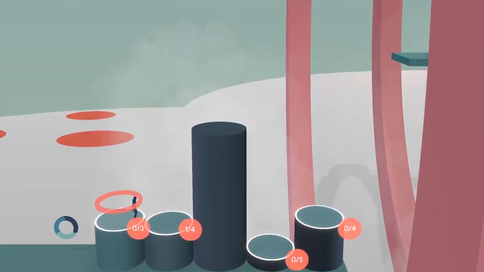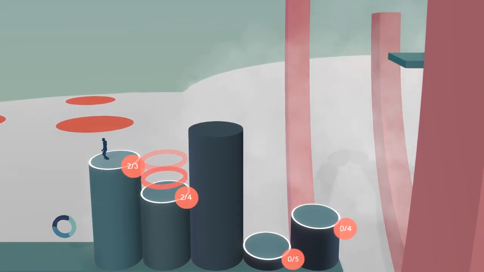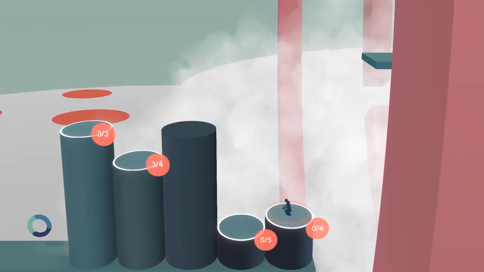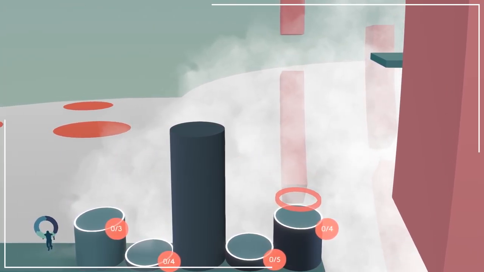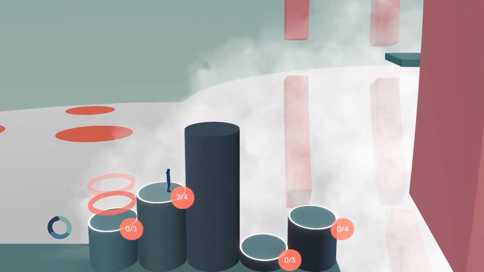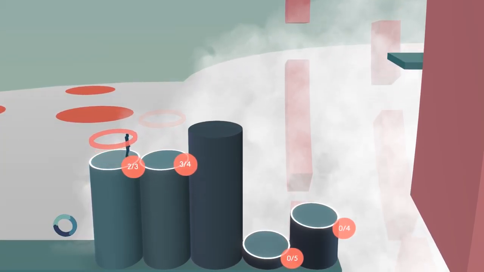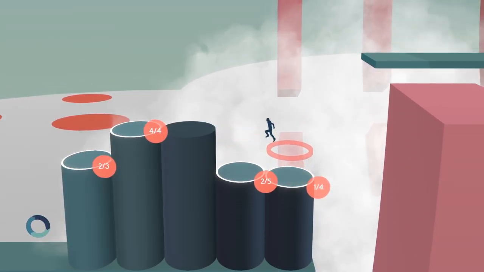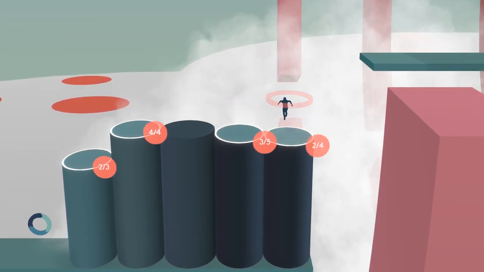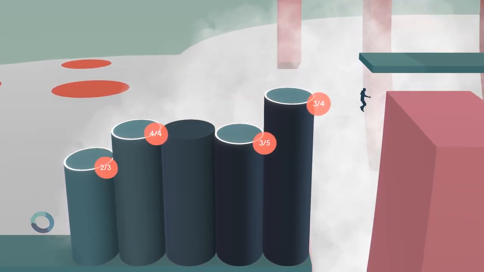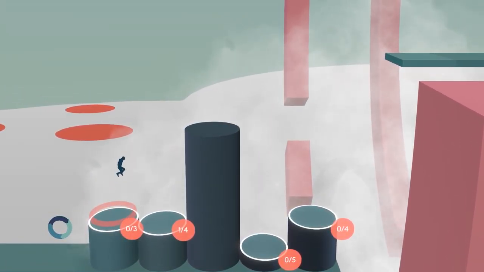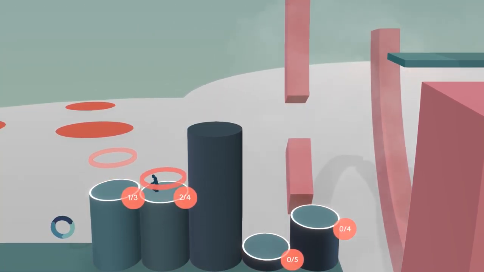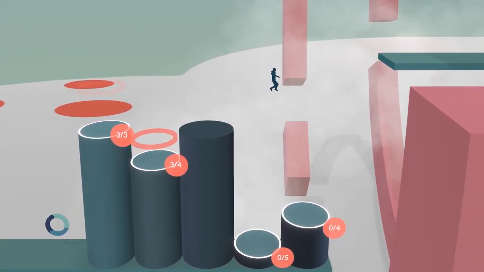All right. So we have to jump here. Jump over that. Whoops. I screwed that up. Okay. So jump onto that. Jump onto that. Jump onto that. Jump, jump, jump. Oh no! Jump. Oh goodness. Jump, jump, jump.